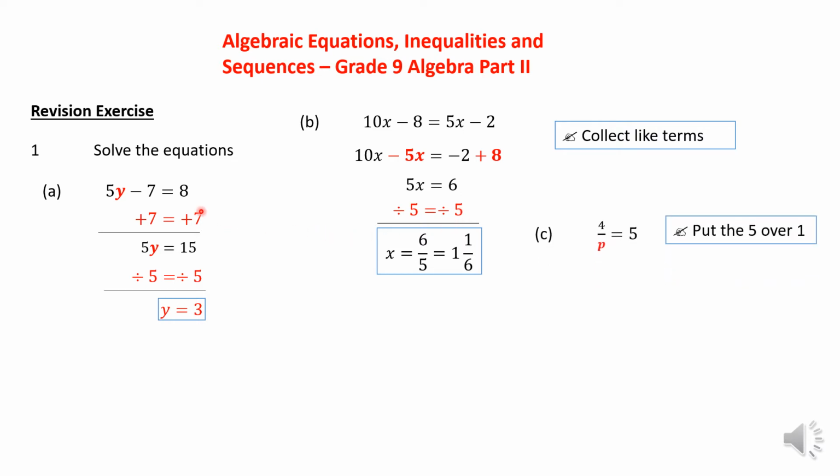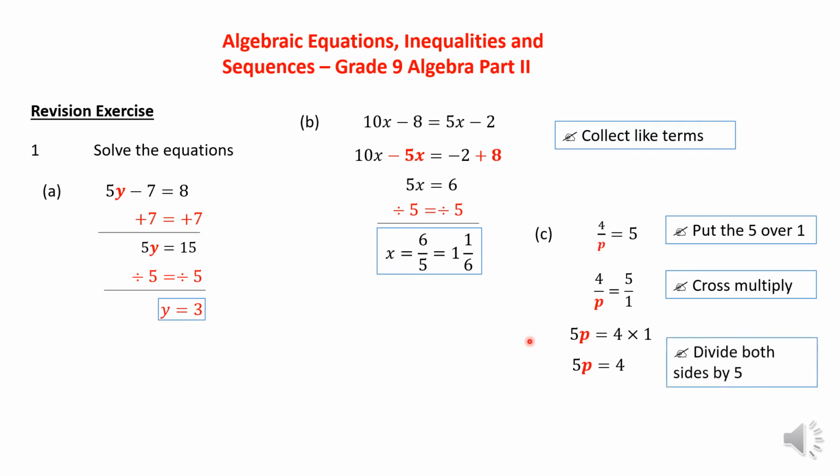Right, so the next one here is 4 over p equals 5. The p is a denominator, it's a bit tricky. So I would suggest that you put this 5 over 1. Okay, and then you can do cross multiplication, which is much easier, and then perhaps have the variable on the left side. 5 times p is 5p, and 4 times 1 is 4. And now you get rid of that 5 there by dividing throughout by 5. And then you should get p equal to 4 over 5, or 0.8, okay?